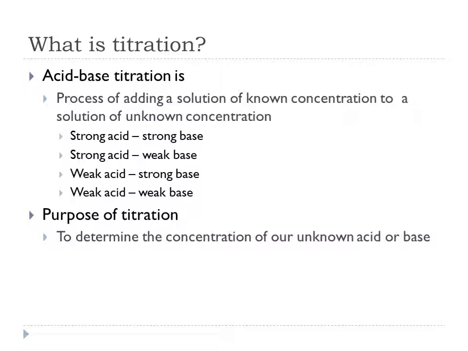First of all, what is titration? Acid-base titration is the process of adding a solution of known concentration to a solution of unknown concentration. This could be adding a strong acid to a solution of a strong base, a strong acid to a solution of a weak base, a weak acid to a solution of strong base, and a weak acid to a solution of weak base. The purpose of titration is to determine the concentration of our unknown acid or base.